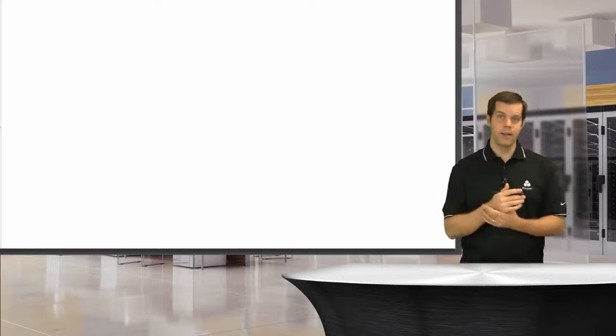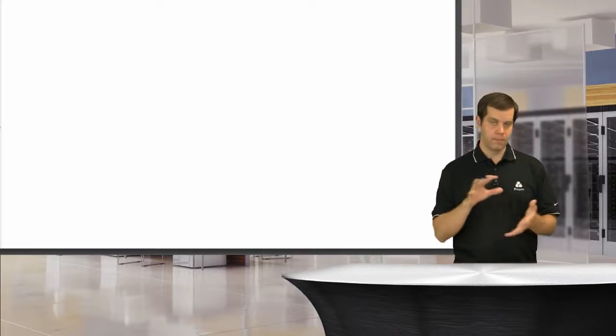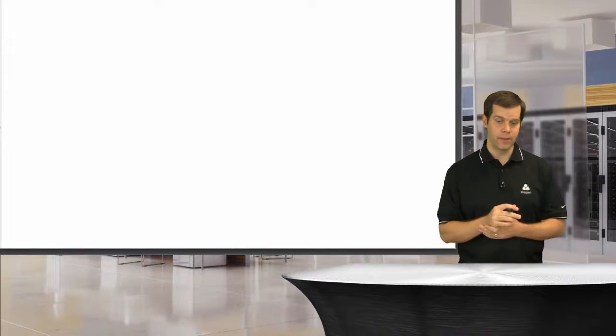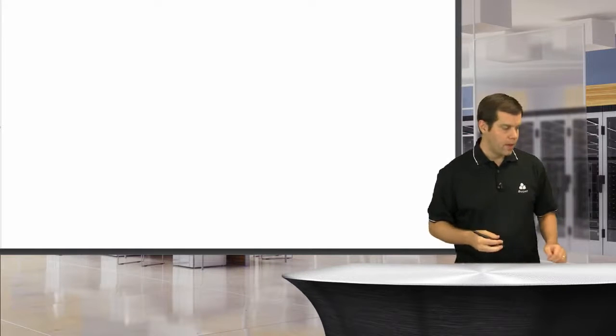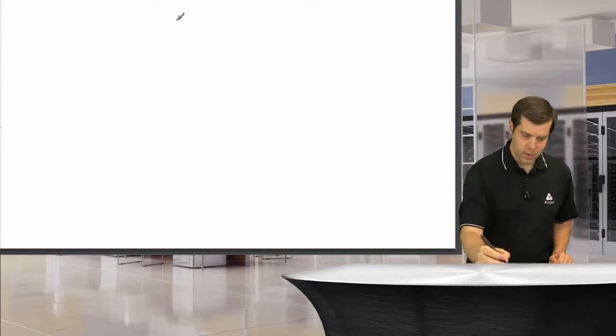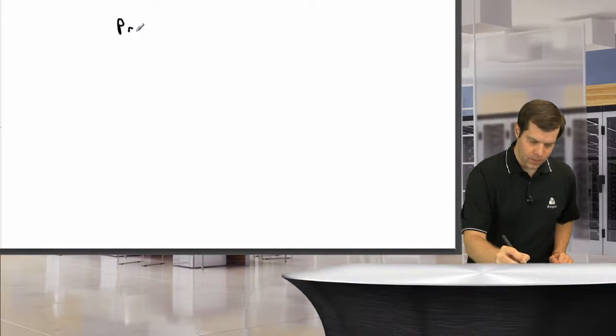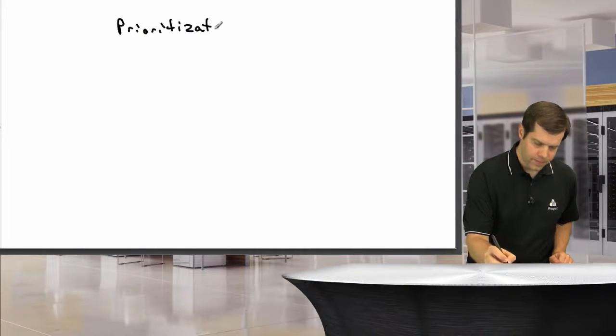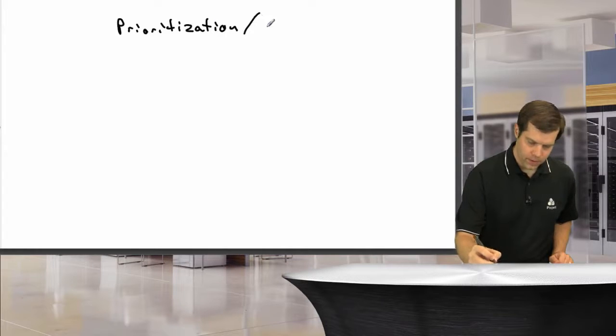But let's just talk about the other types of things we can do with QoS, just so that you're familiar with them. Another thing that we can do with QoS is prioritization, which kind of goes along with queuing.